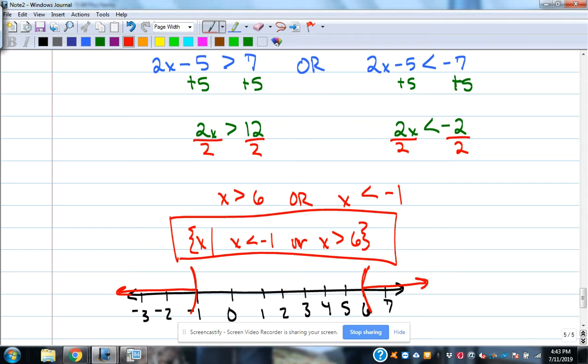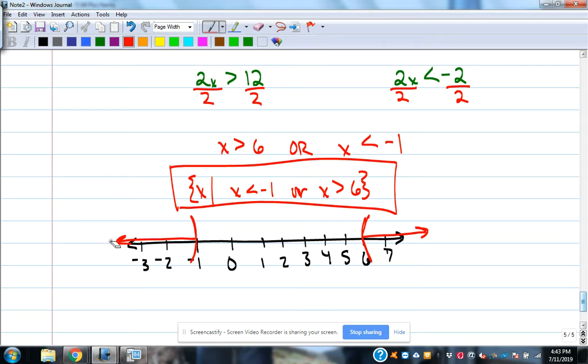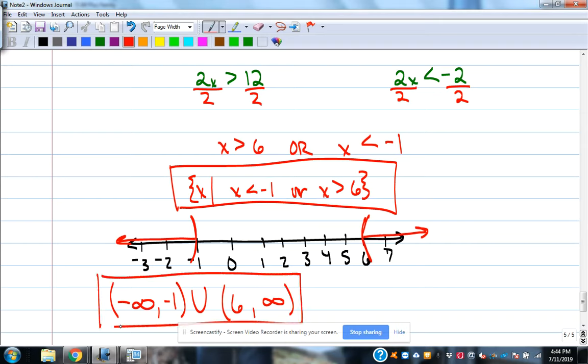I do the number line second because that makes the interval notation really easy, okay? The interval notation is read off the number line. What's this arrow over here on the left? What's it going toward? Negative what? Negative infinity, and it goes all the way up to -1 and stops. And then this other arrow starts at 6 and goes all the way to what? Positive infinity and stops. So there is your interval notation for that.